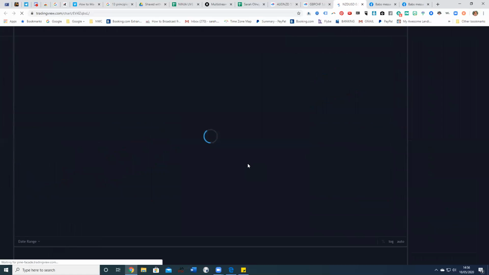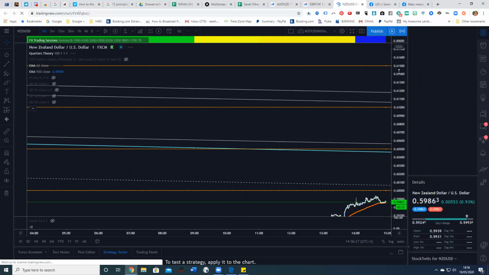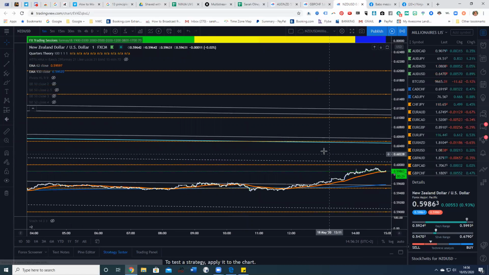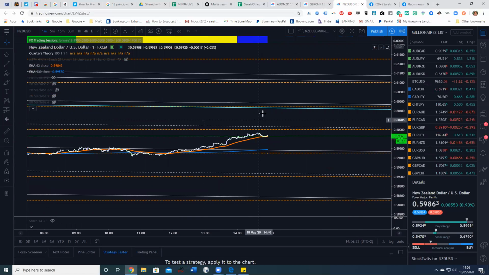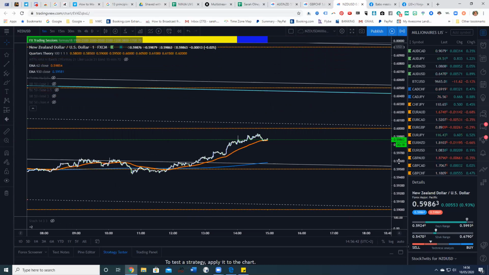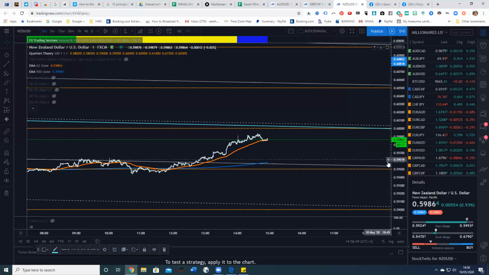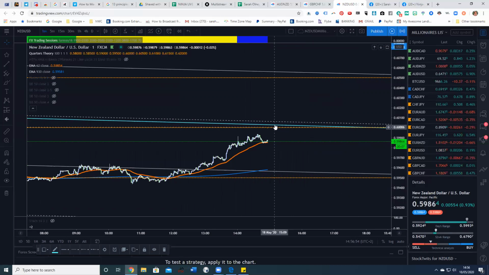NZD USD did quite well on this the other week. So I had my alert set up there. It's been off the pitchfork there, but I didn't have an alert down there. So what I'm going to do is move my alert to here, and it's in a buy mode at the moment, but I don't know what it's going to do at that level.